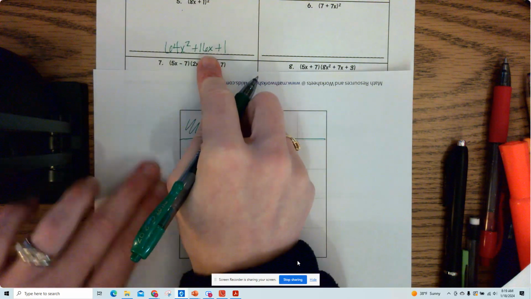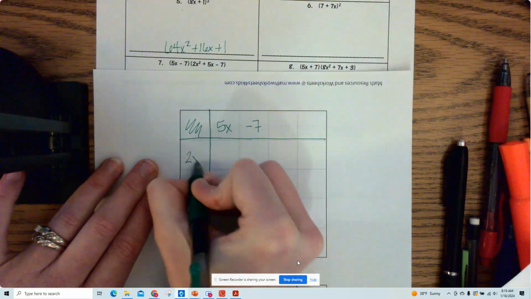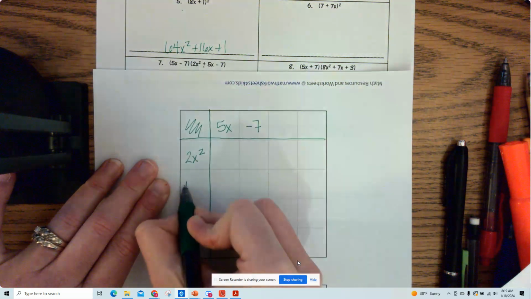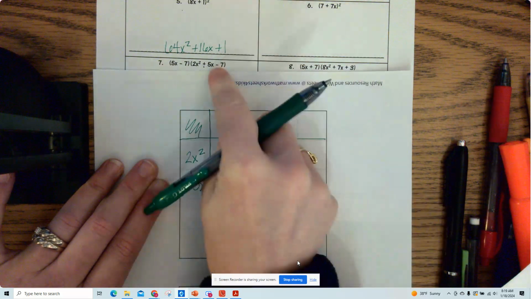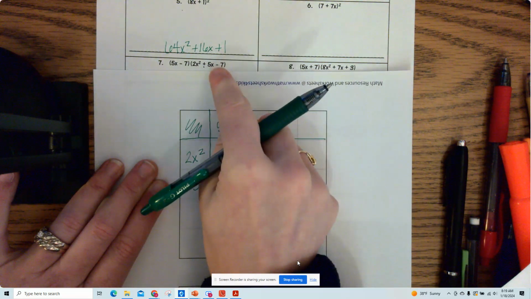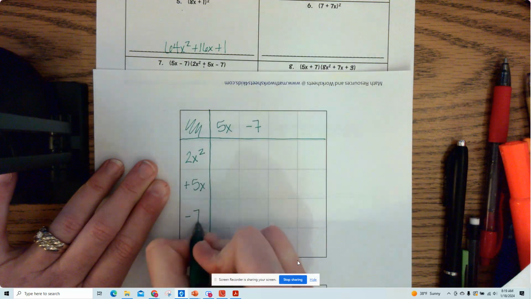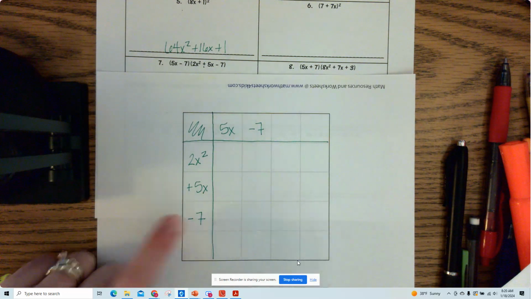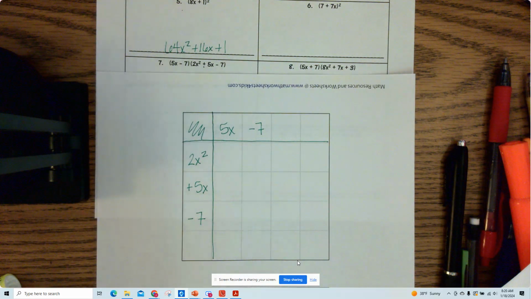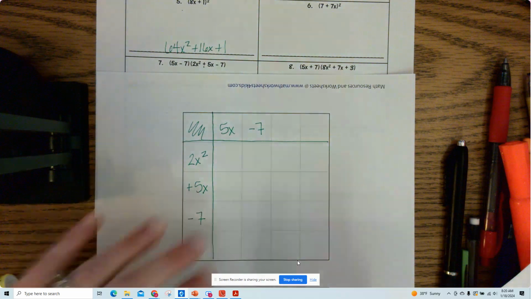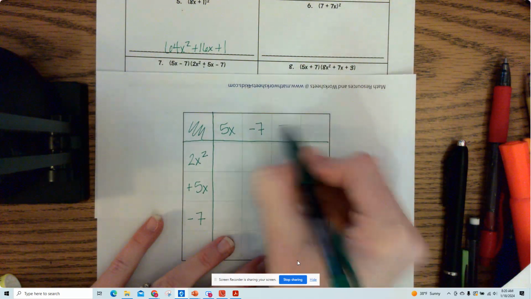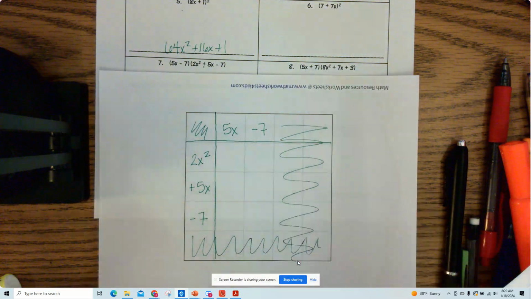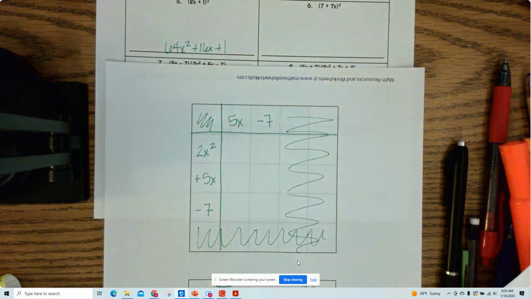This one's got 3 pieces. So I'm going to start with the 2x squared. 2x squared, again, that plus sign signals I'm starting a new term. Plus 5x, subtraction signals a new term. So minus 7, I put all of it in the box, minus 7. I do that because I need to keep track of that sign, that negative. For multiplication purposes, that becomes a negative 7. Okay? So anything we don't use, any of the columns we don't use, gone. Any of the rows we don't use, gone. Just so we don't write extra pieces in there.